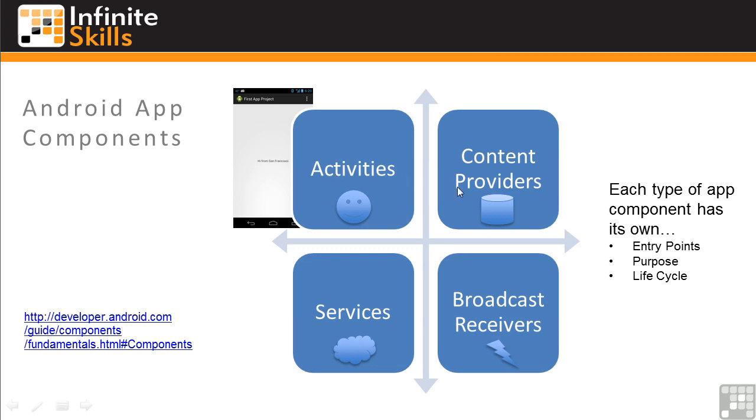The purpose of content providers is to deal with data. It's a way for one app to supply other apps with information. The purpose of broadcast receivers is to respond to events. For example, a broadcast receiver might be triggered by a low battery condition. And services operate in the background to do things like periodic backups.